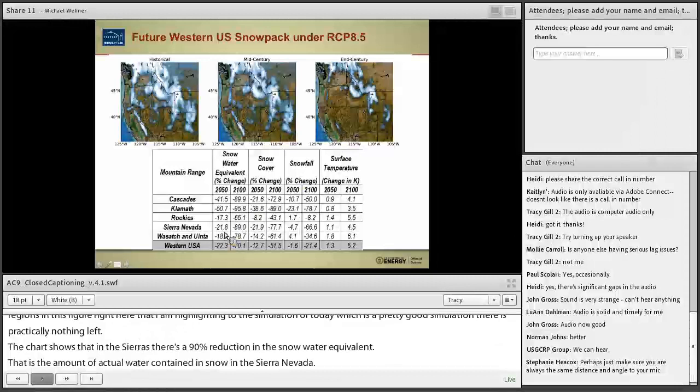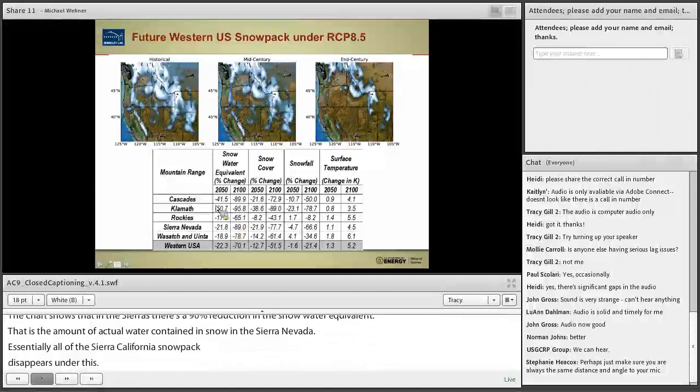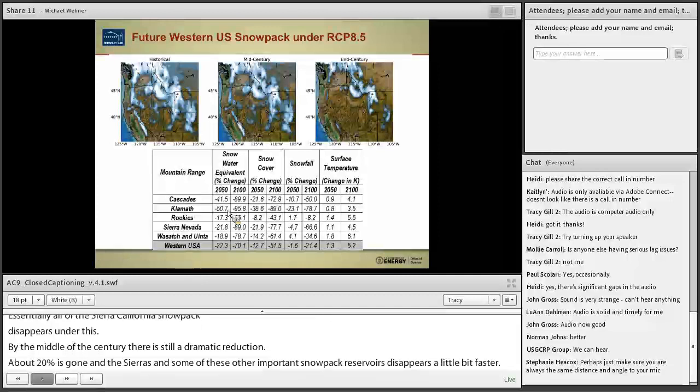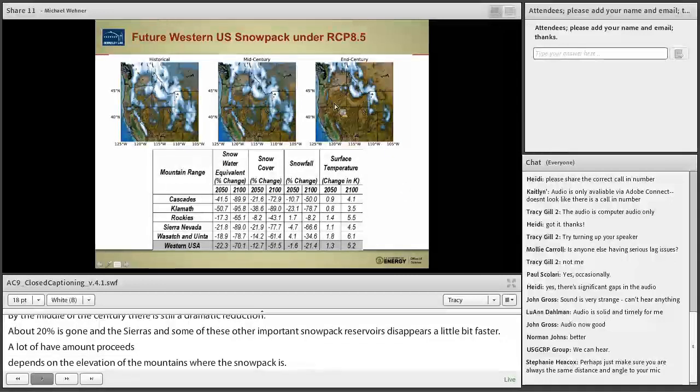By the middle of the century, there's still a dramatic reduction. About 20% is gone in the Sierras. In some of these other important snowpack reservoirs, it disappears a little bit faster. A lot of how the melt proceeds depends on the elevation of the mountains where the snowpack is. The lower catchments will disappear sooner than the higher ones. So what's left at the end of the century are basically the high mountains.